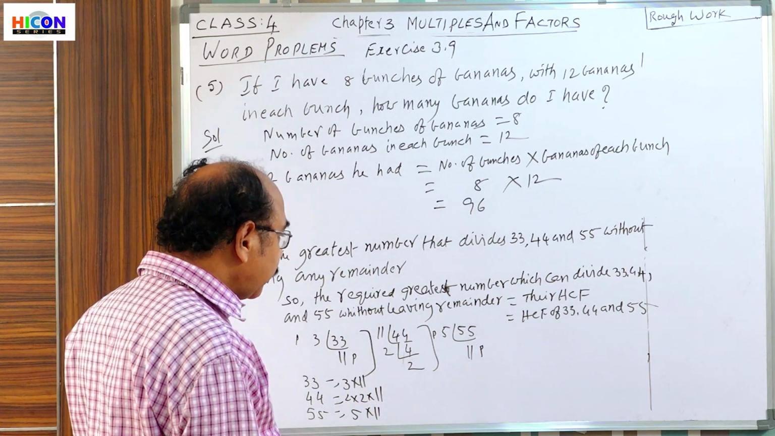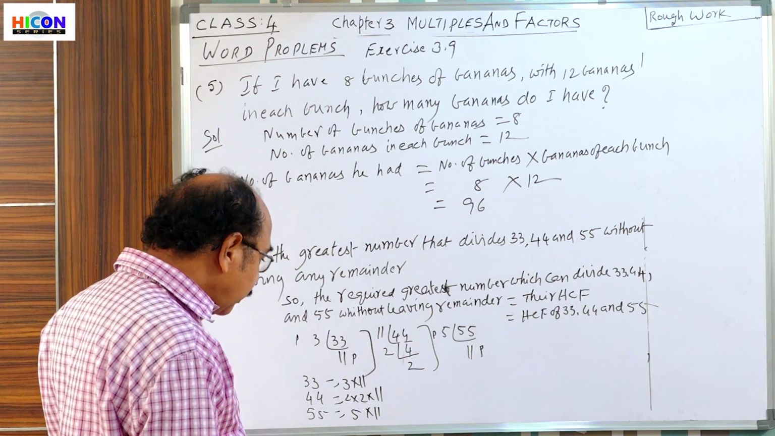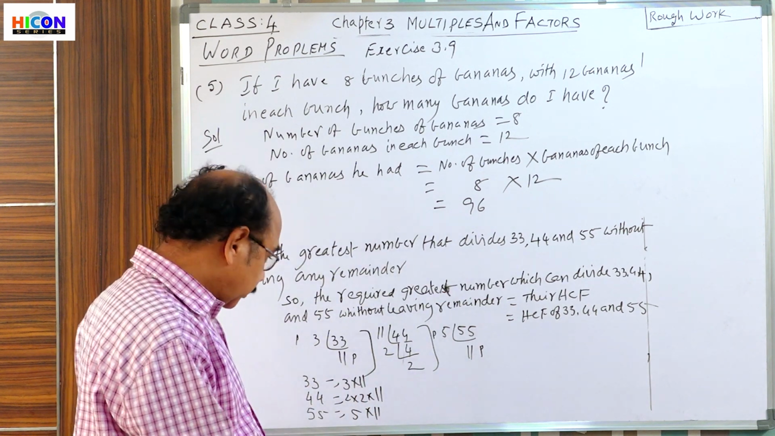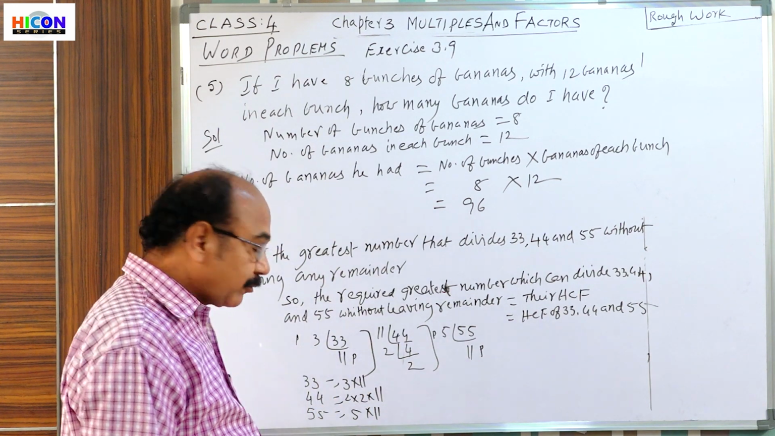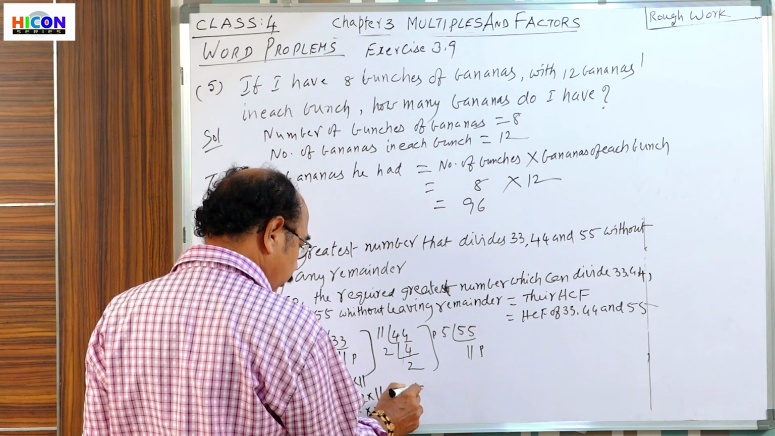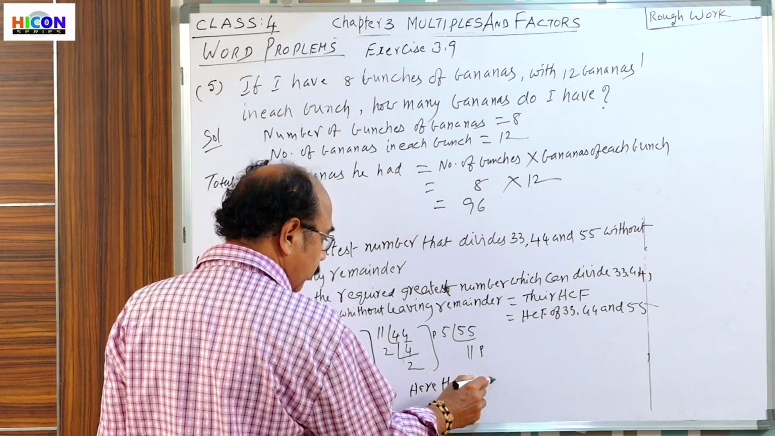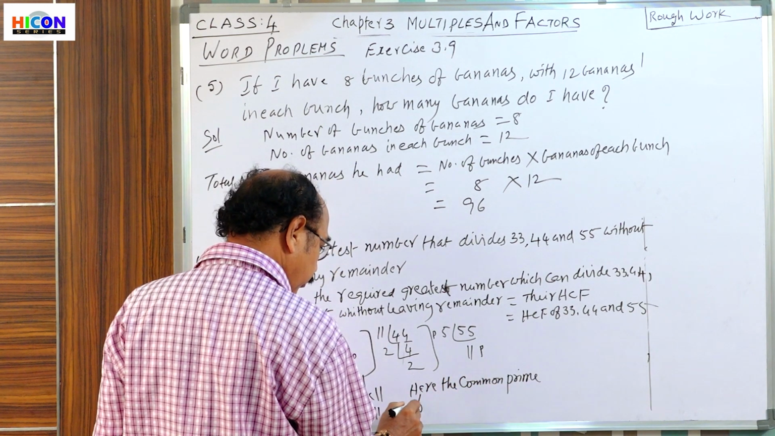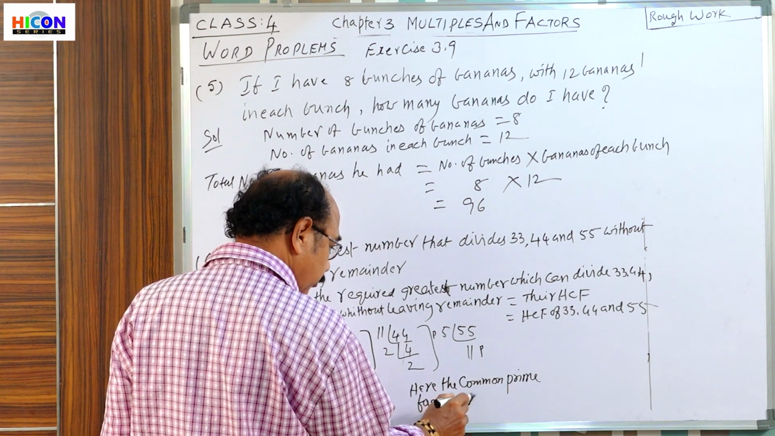What are the common factors here? 11 is the common factor. Because in the first set also 11 is there, in the second set also 11 is there, in the third set also 11 is there. So 11 is the common factor. So here the common prime factor for the three numbers is 11.